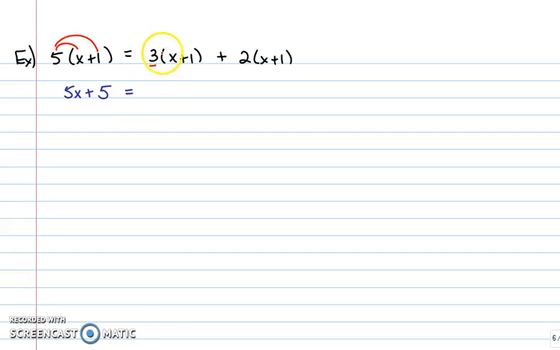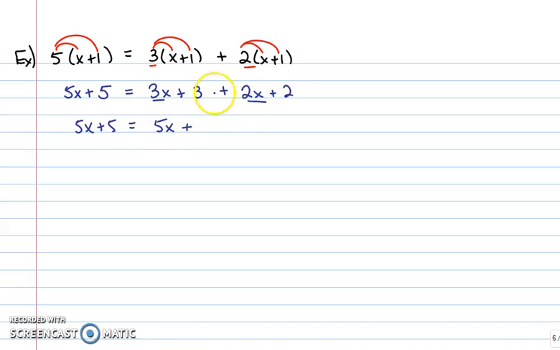I'm going to have to take 3 and multiply it by x, and then 3 and multiply it by 1, and that's going to give me 3x plus 3. And then I'm going to take that 2, and I'm going to multiply it by the x, and I'm also going to multiply it by the 1, and that's going to give me 2x plus 2. Before I move on to the next step, I want to combine like terms because there's too many things going on. So on this side I have 5x plus 5, and on this side when I combine my like terms I have 3x and 2x. They're like terms. That will give me 5x, and 3 plus 2, that will give me 5.